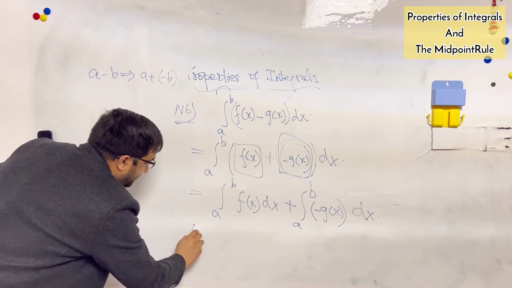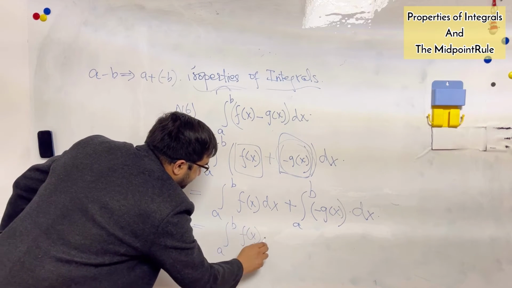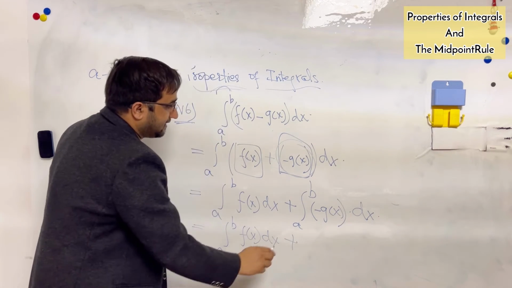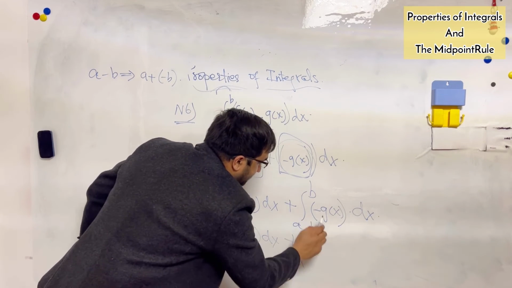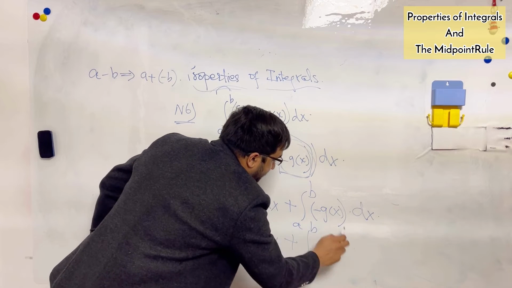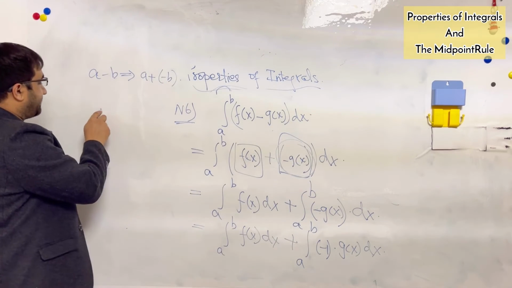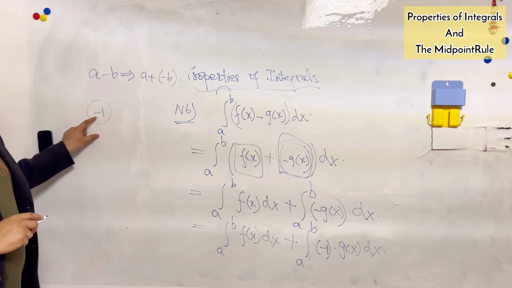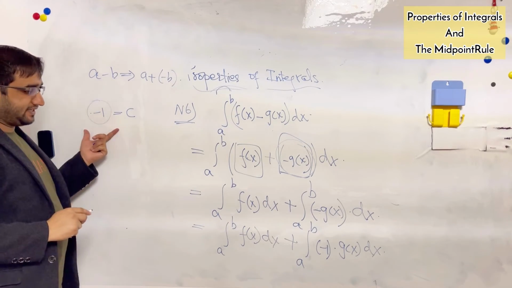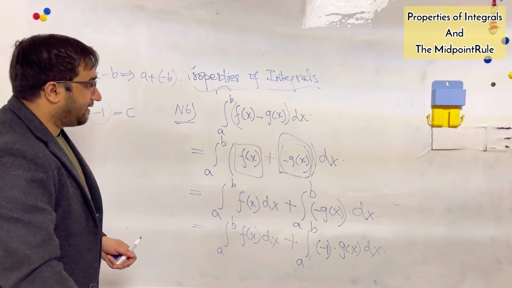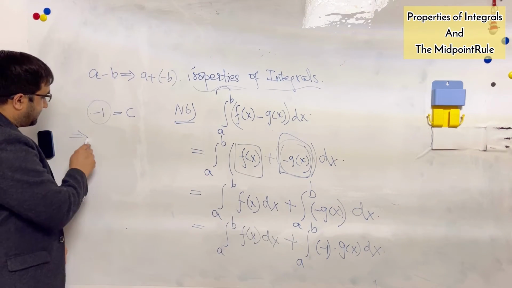Now this is actually integral a to b f of x dx plus, what is this minus? This minus is a to b minus 1 into g of x into dx. Now what is a minus 1? It is a negative number. It is a real number. It is a constant. So you can replace negative 1 with c. So here I am going to replace this negative 1 with c. So I can write it here.